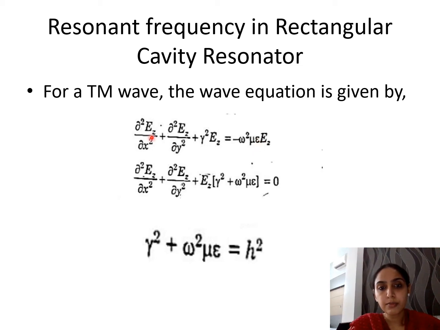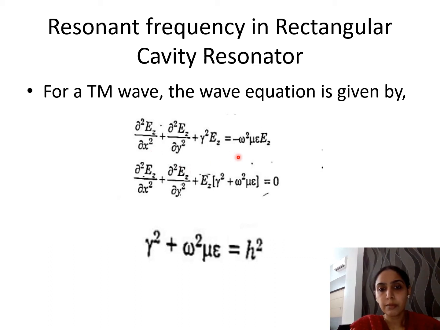Starting from this basic wave equation, for a TM wave, the wave equation is given by del square Ez by del x square plus del square Ez by del y square plus gamma square Ez is equal to minus omega square mu epsilon Ez. From this basic wave equation, we are going to derive the expression for resonant frequency.